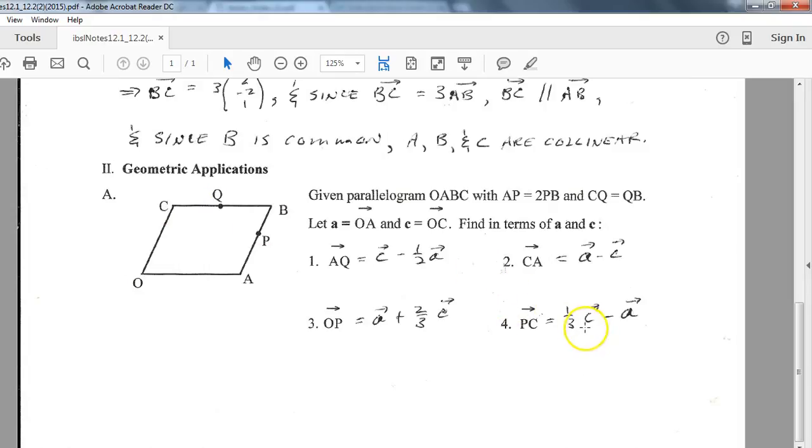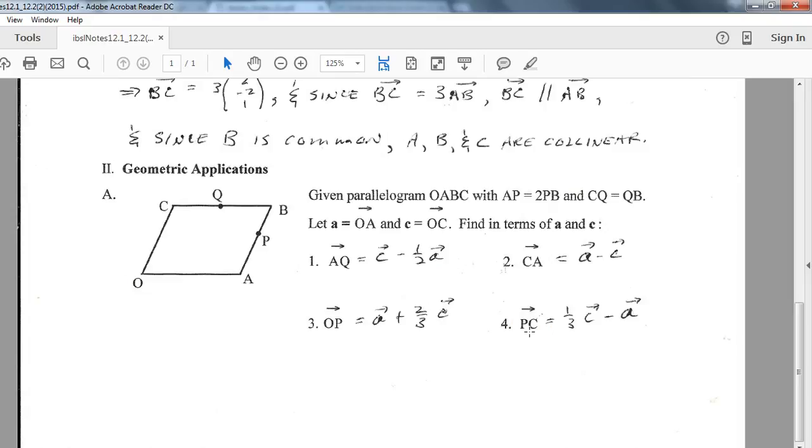And then we just fill those in real simple. These are things that should have already been labeled on the diagram. We've already seen that this is 1/3 of C. We know that from here to here is A. So if I'm going backwards, then it's negative A to go that direction. And then we just fill those in as we see them.